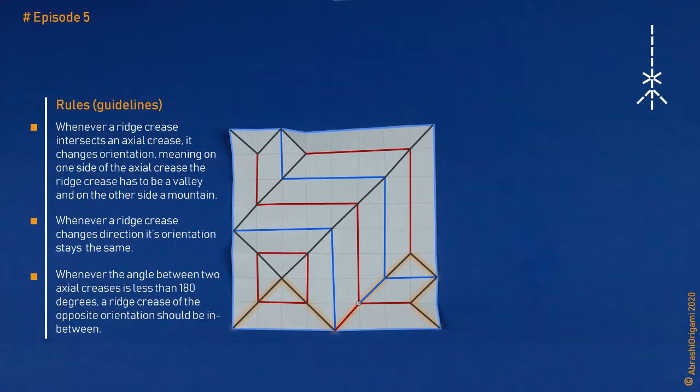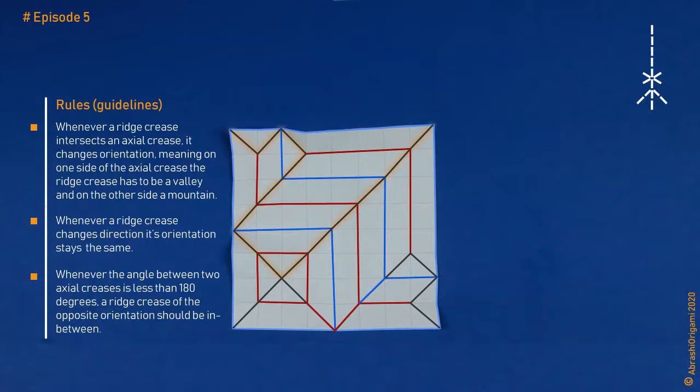However, there is an exception to this. Let's take a look at this vertex over here, at the bottom of the paper. This situation is a little bit different. Look what's going on with the ridge crease. The ridge crease changes direction. So, in this case we should implement the second rule, meaning the orientation stays the same. This is very important to remember. These two rules will help you set the orientation of the entire ridge crease in one go.